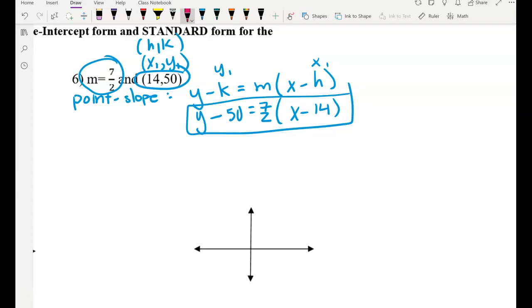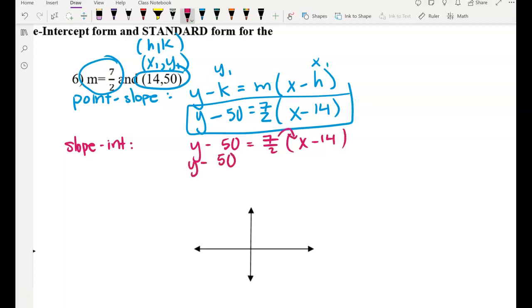And remember, to get to the slope intercept form, we will distribute our slope and then solve for y. So distribute. So y minus 50 equals, you know what, let's write it again because I don't want to mess up our beautiful point slope form. Okay, let's copy the question down again. y minus 50 equals 7 over 2 times x minus 14. This way I can make all the mess I want.